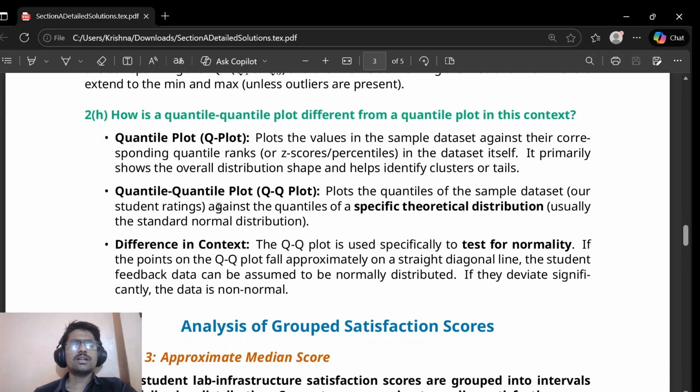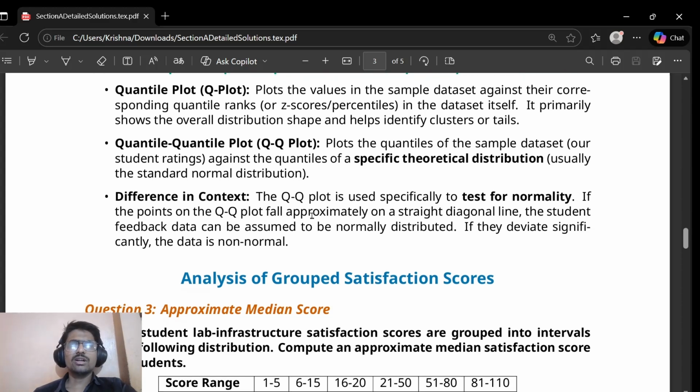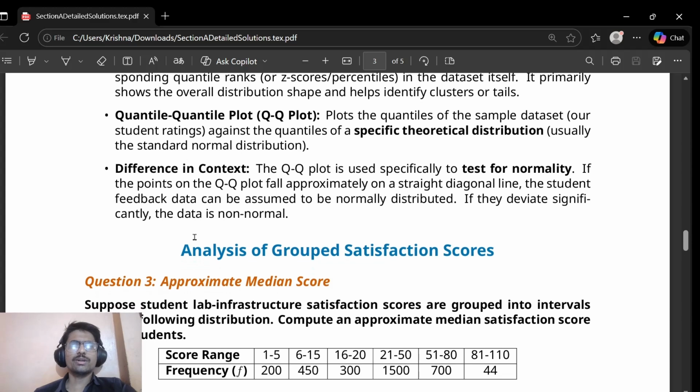So QQ plot plots the quantiles of the same dataset, our student rating, against the quantiles of a specific theoretical distribution, usually the standard normal distribution. So the difference in context: the QQ plot is used especially to test for normality. If the plot points on the QQ plot fall approximately on a straight diagonal line, the student feedback data can be assumed to be normally distributed. If they deviate significantly, the data is non-normal.